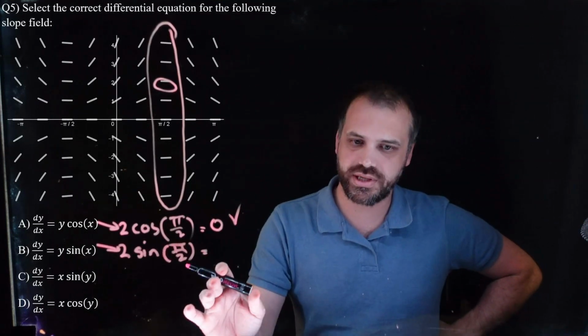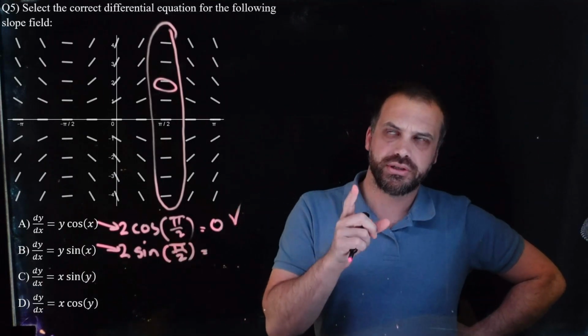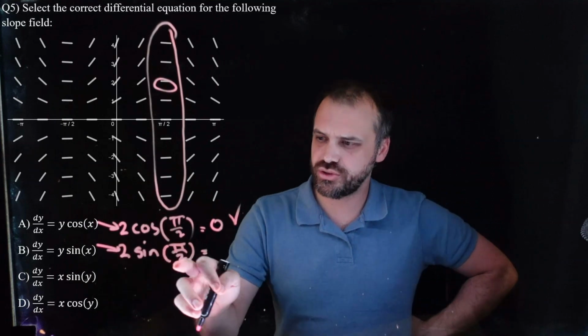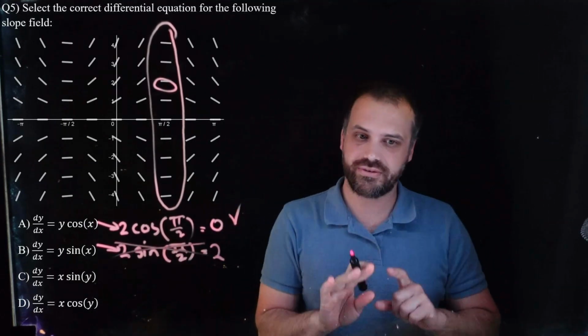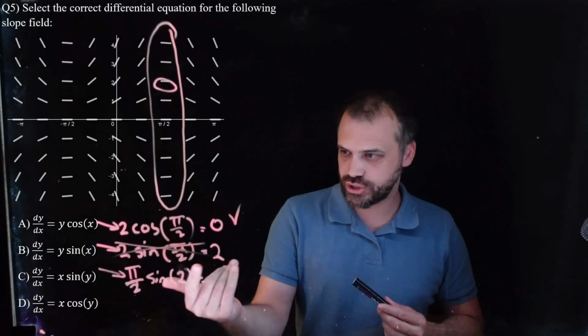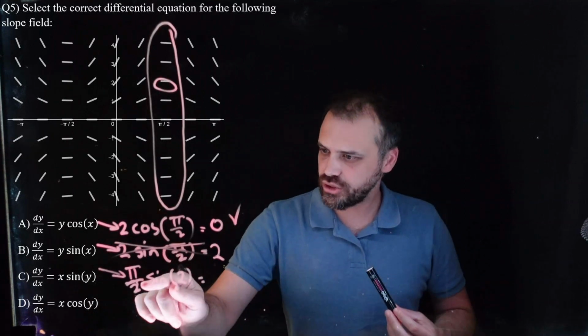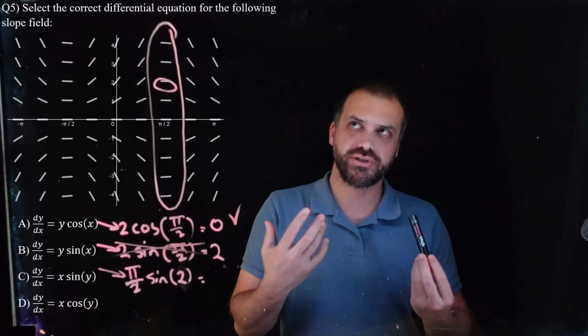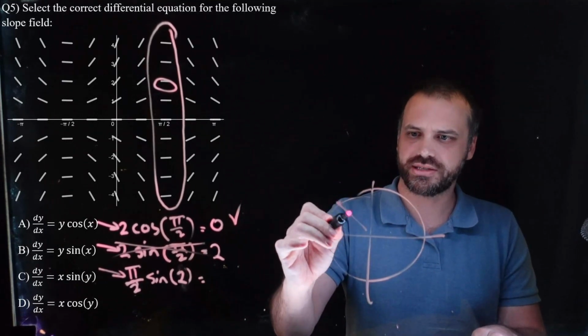Okay, so what happens here? If I put 2 in for y and sine pi on 2, sine pi on 2 is equal to 1. So 2 times 1 is 2. All right, so by a process of elimination, this is definitely not an answer. Okay, so checking part C here. Pi on 2, times sine 2. Sine 2. Okay, what's sine 2? Well, 2 radians is like over here somewhere.